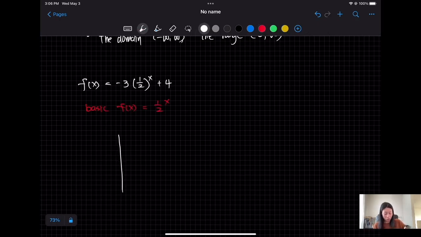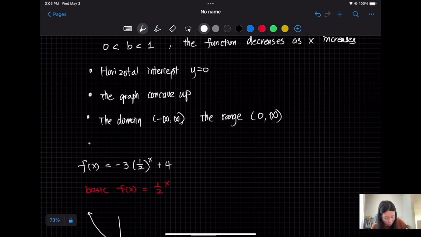So originally the function is going to look like this one, passing the point (0, 1). I should also say that the basic function f(x) = b^x is always going to pass the point (0, 1), because when x equals 0, f(x) equals 1, no matter what b is.